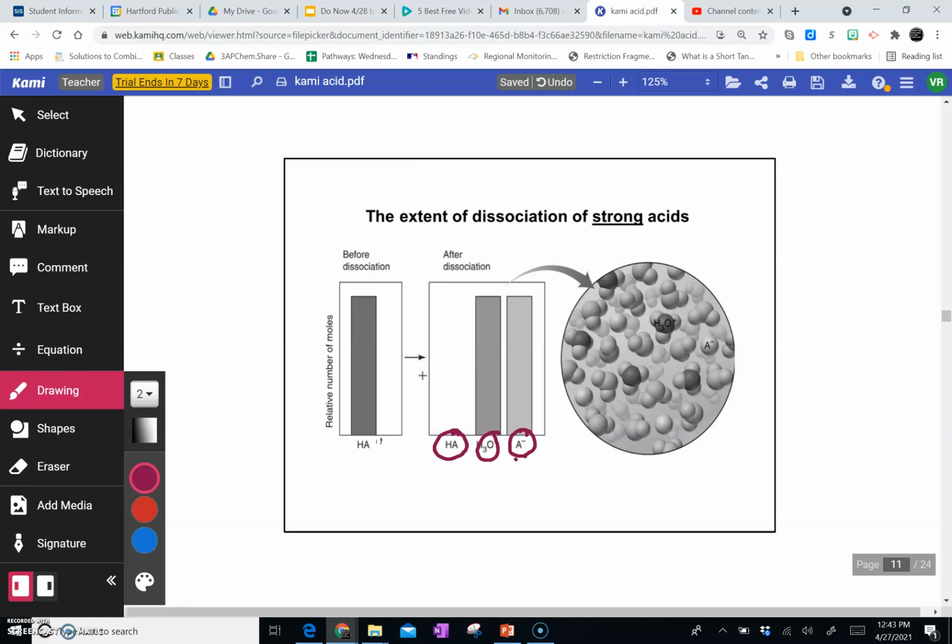So what will be left is this guy and its conjugate base. This is what this compound becomes after it loses its H+, so that is its conjugate base. So it completely dissociates. There's none of the acid in the undissociated form left.